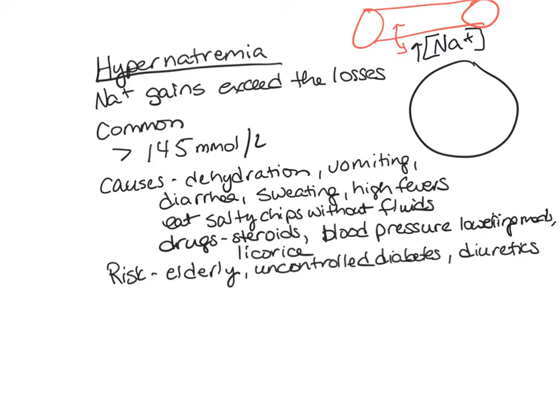So that's hypernatremia. Again, hyper means too much, Na is sodium, and emia means in the blood. So hypernatremia means high sodium levels in the blood. Now let's talk about the opposite condition, which is called hyponatremia. Hyponatremia means that you have a decrease in sodium level that's below normal.